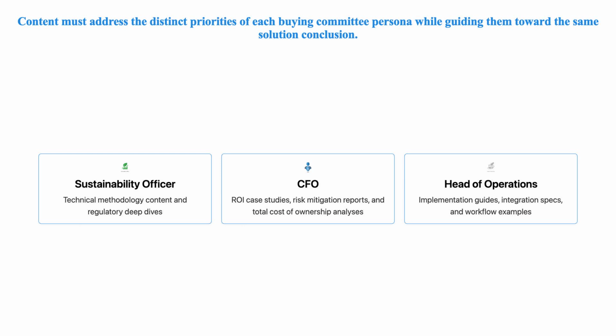For the head of operations, your end user, provide implementation guidance, system integration specifications, workflow optimization examples, and step-by-step implementation timelines. They need confidence that your solution won't disrupt their operations. Create persona-specific content paths that guide each stakeholder through their unique evaluation criteria while building toward the same conclusion. Your solution addresses everyone's concerns.